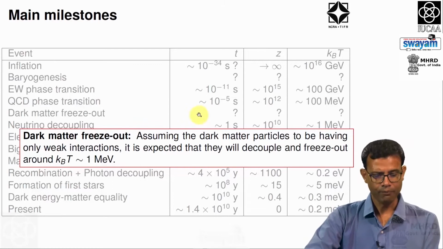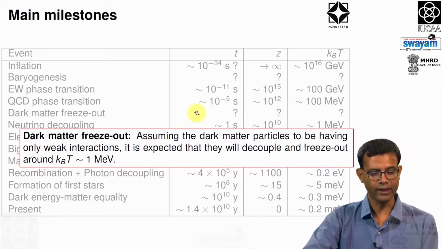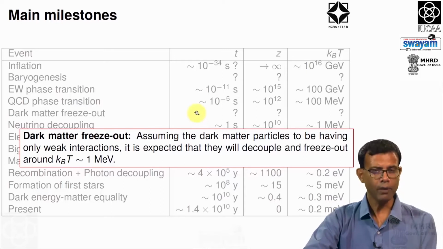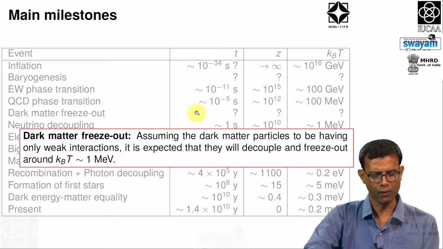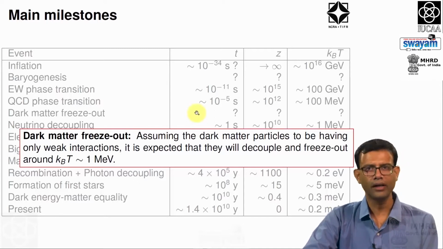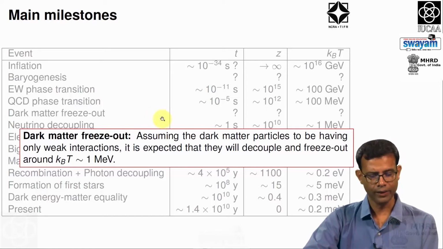At some point there will be dark matter freeze out. What happens is, at early times the dark matter particles, of course we do not know what they are, but probably they are something beyond the standard model of particle physics, but probably having only weak interactions. Clearly they cannot have electromagnetic interactions, so those particles are ruled out. And one believes that the dark matter particles are only weakly interacting.